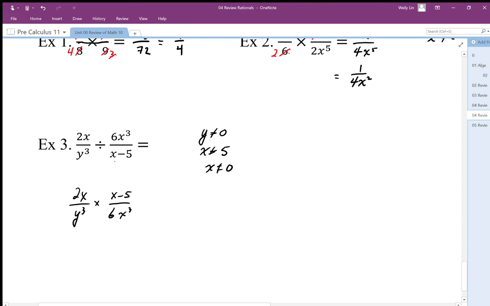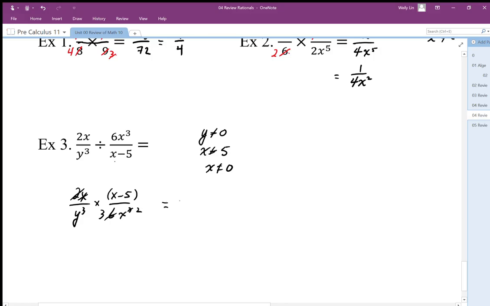Now this x cannot cancel with this. These are not factors. This all has to be considered one piece, because of the minus in there. So now as I group it like this, I can treat it as a multiplying piece. I'm going to simplify this fraction: 2 over 6 becomes 1 over 3. I have an x here, which is going to cancel with an x here.